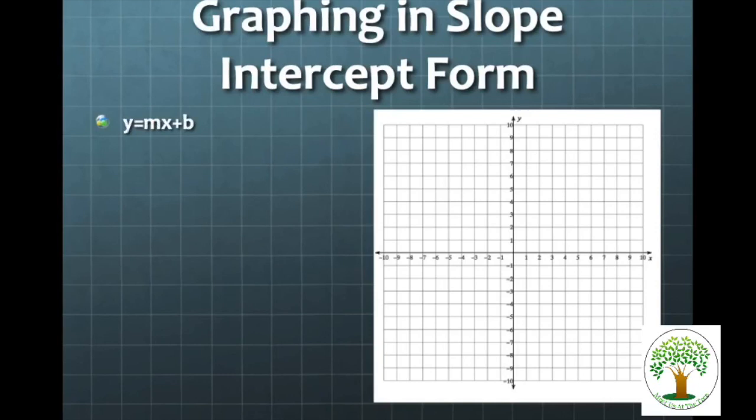If you remember, we had y equals mx plus b. If you remember, m was the slope, and b is the y-intercept. So if we had this equation here, the m is in the place of the 2, so 2 is the slope, and b is 3, which is the y-intercept.